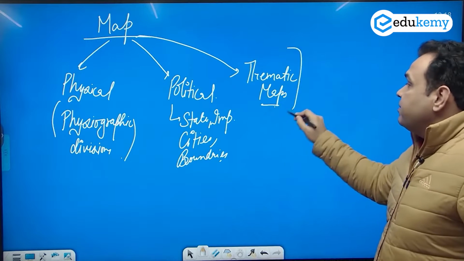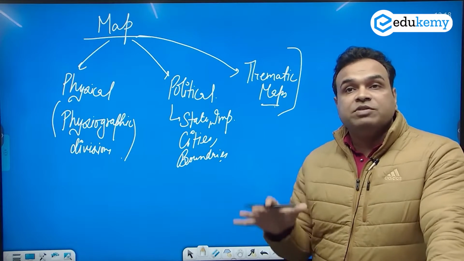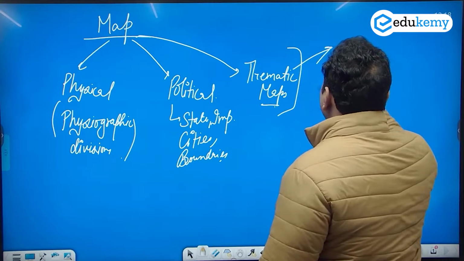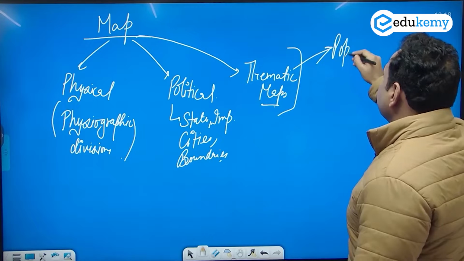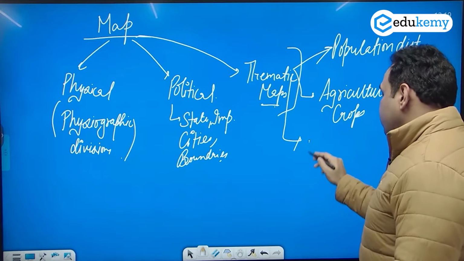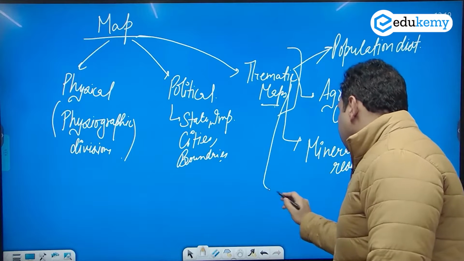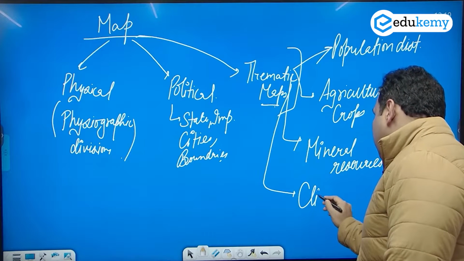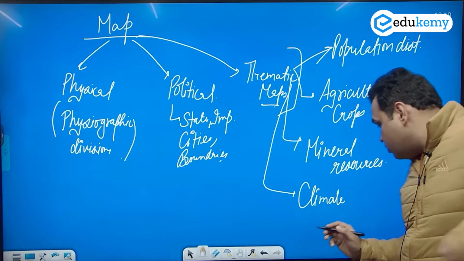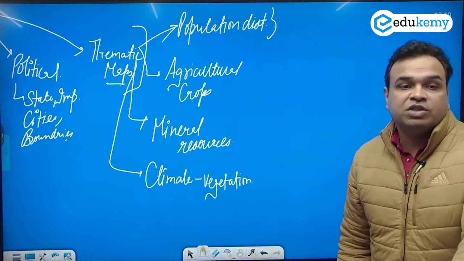Now come the thematic maps. What are thematic maps? Thematic maps are based on themes. The themes we are going to study here are, one, population distribution, two, agricultural pattern or agricultural crops, three, mineral resources, and the fourth, climate, which is directly linked with vegetation. These are the patterns. Try to get into the detail of population distribution.